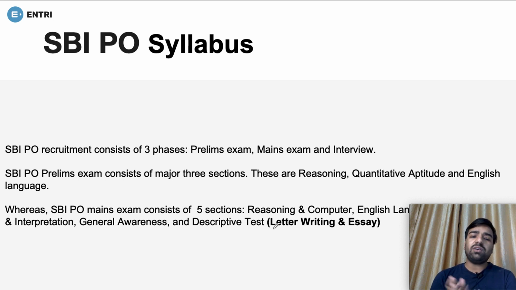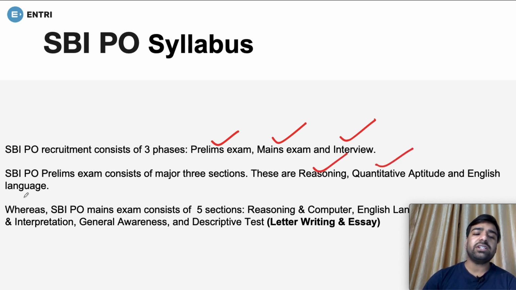SBI PO recruitment consists of three phases: the prelims, then the mains, and then the interview. The SBI PO prelim examination consists of three sections. Which are they? They are reasoning, quantitative aptitude, and the English language.